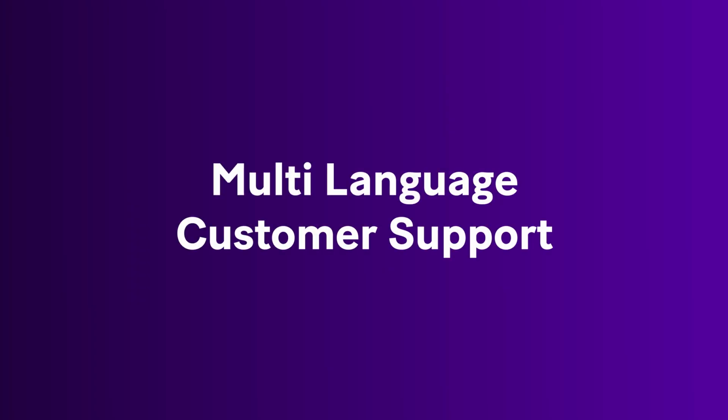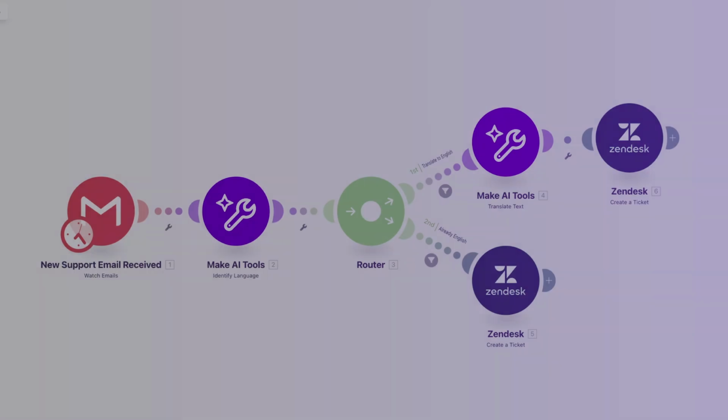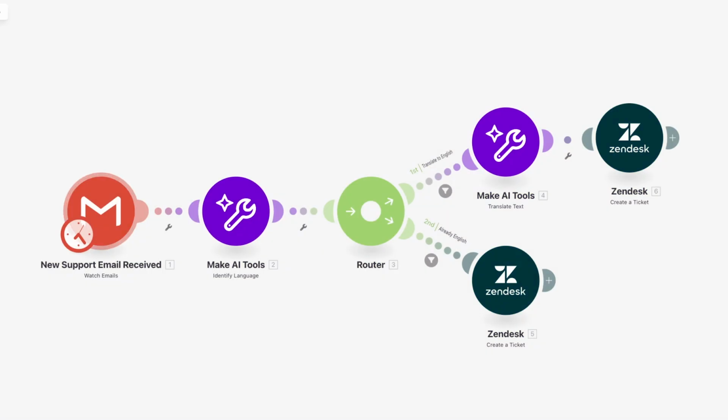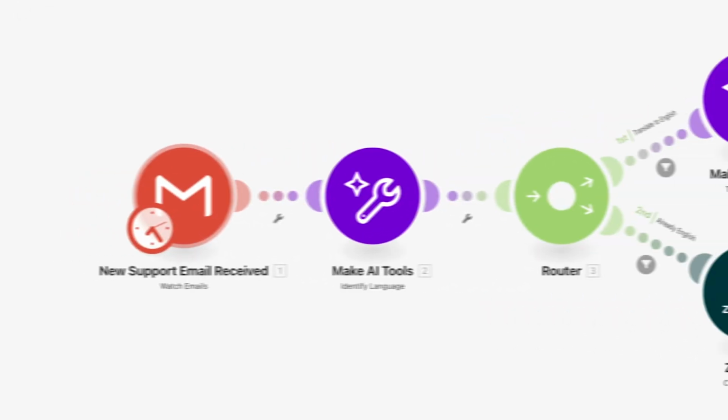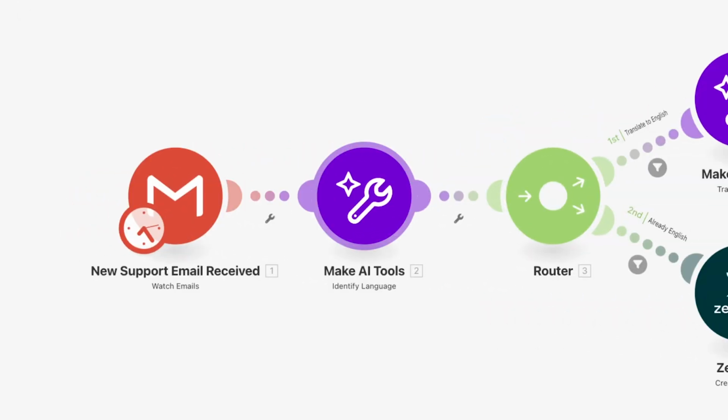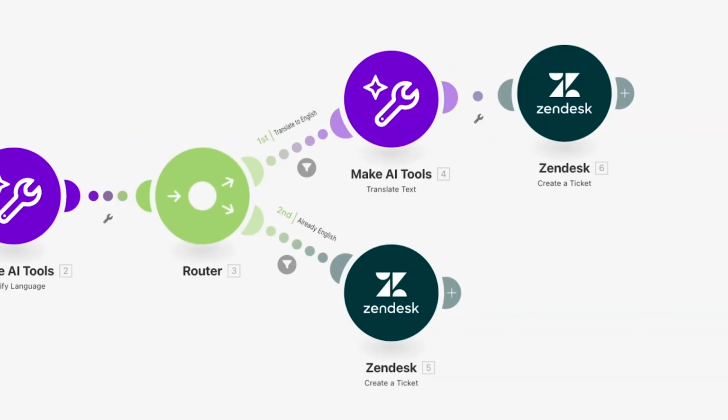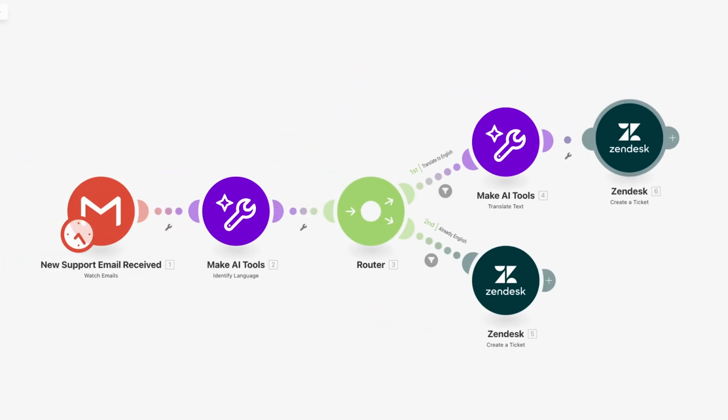Next up, multi-language customer support. Here's the situation. You're receiving customer emails in multiple languages, but your support team primarily speaks English. Whenever a new customer email arrives in your support inbox, Make AI tools detect the language of the email. And if it's not already in English, it will translate that message to English. Your support team receives the translated message and can respond appropriately. You're now providing seamless support to customers worldwide without hiring multilingual staff.